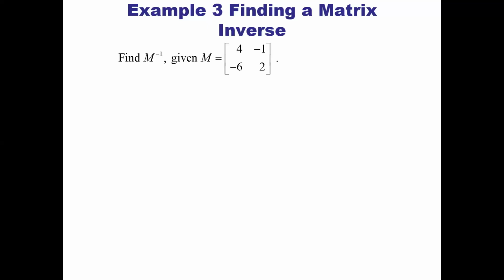All right, so here we're supposed to find n inverse given that m is equal to that. Well, first things first, we're going to write it as an augmented matrix with our identity on the right. And then we need to start with getting a 1 up here. So we're just going to take a fourth over a 1.